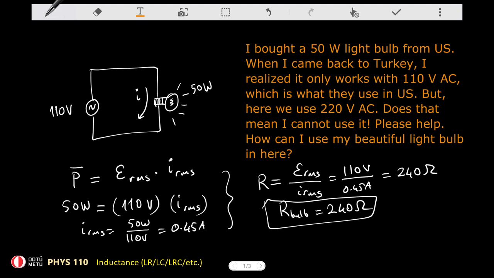So under normal working conditions, the voltage drop on the light bulb should be 110 volts, and the current passing through the light bulb should be 0.45 amperes. Under these conditions, 50 watts of energy goes into the light bulb. As a result, it works normally.